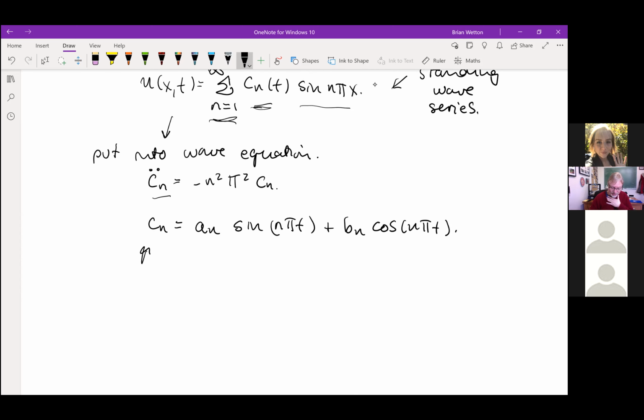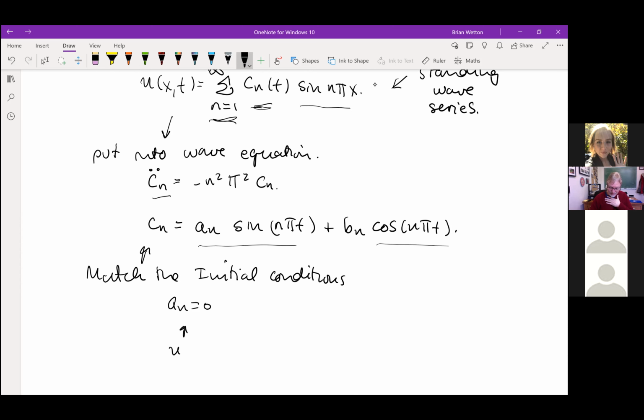And now I'm going to match the initial conditions. The time derivative initially is 0, right? And this thing corresponds to the time derivative at time 0, right? When you look at the time derivative, you get a sine term over here, which doesn't appear. So I get an equals 0. This is from u1 of x is 0. And I get bn then is pretty clearly the sine series coefficient of the initial data.